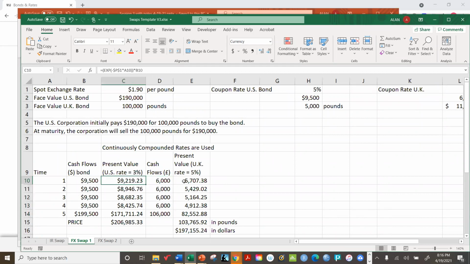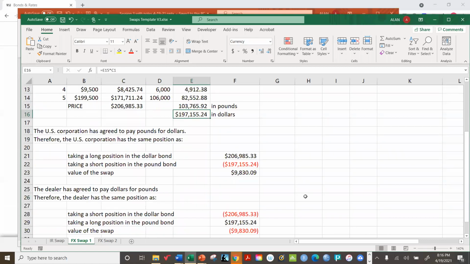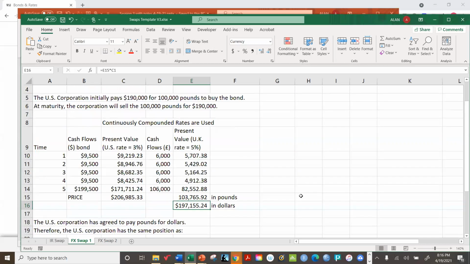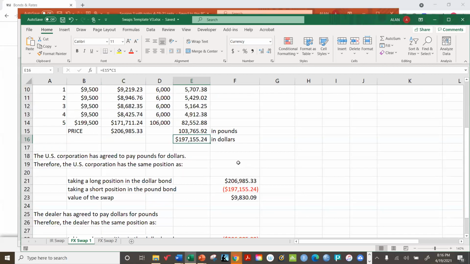And then all we really have to do is discount them each by the corresponding rate of interest, add them up, and the only trick is here we have to convert this back into dollars using the current spot exchange rate so that we can compare them directly, and the difference between the two determines the value of the swap. The only question is who's got the positive amount and who's got the negative amount. All right, so this is how we price a currency swap by treating the swap as if it were a trade of a domestic bond for a foreign bond or vice versa.